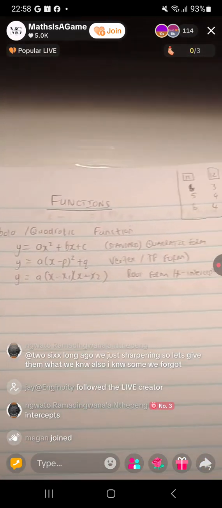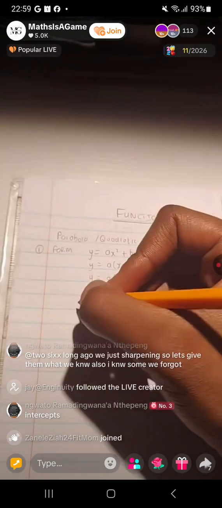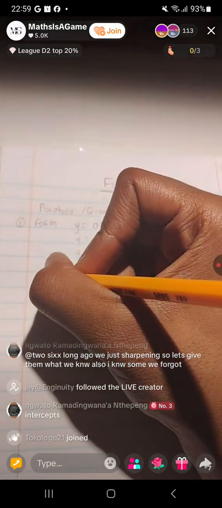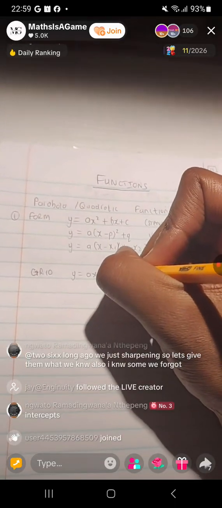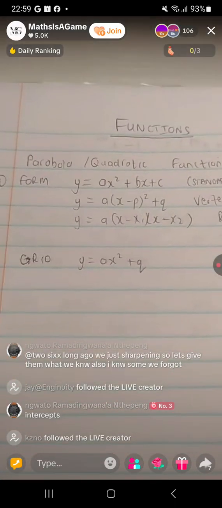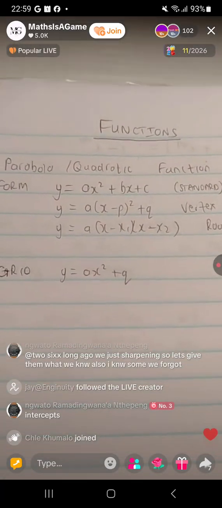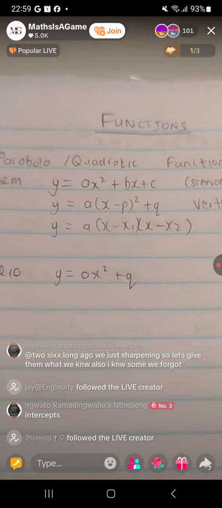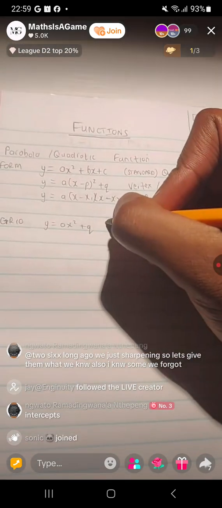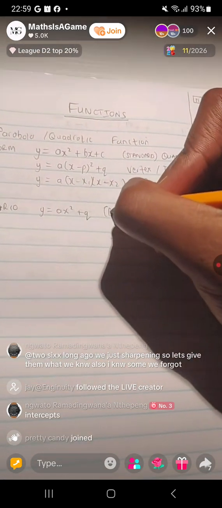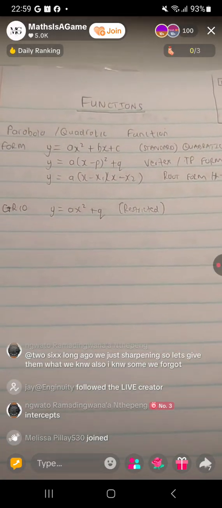Grade 11. In grade 10, the parabola function that you had was only in this form: y is equal to ax squared plus q. And that grade 10 function, your parabola, was restricted.